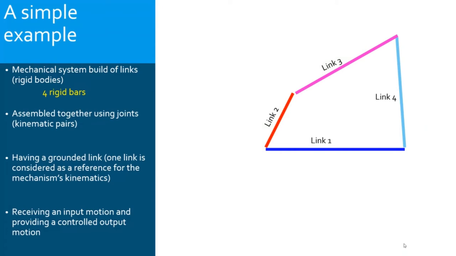I need to build a mechanism with links. Here I have chosen, for this first example, four bars. I will take four bars with different lengths. Now, if there is no kinematic pair, no joint, they're not assembled. So each link will work independently of the others. So first, to build a kinematic chain, I need to use joints.